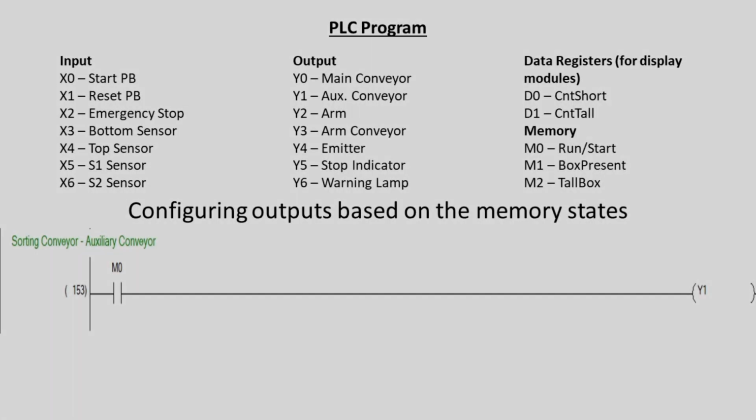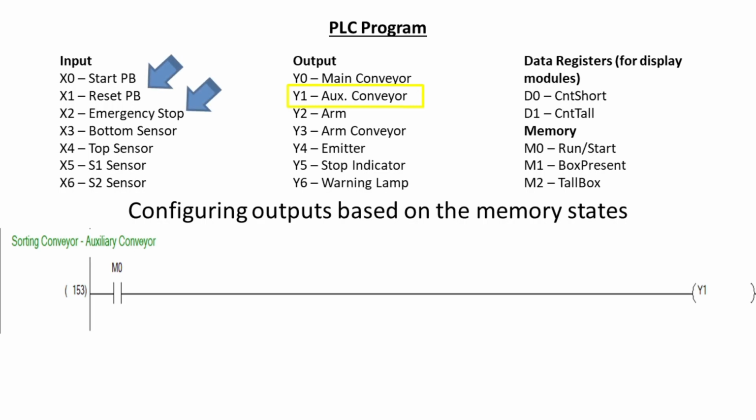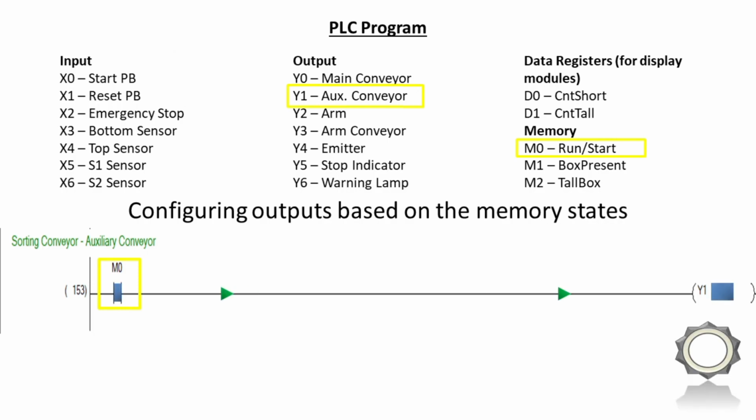The sorting conveyor must operate continuously, starting when the start push button is pressed and stopping only when the reset or emergency push button is activated. When M0 is in a high state, the sorting conveyor will be in operation.